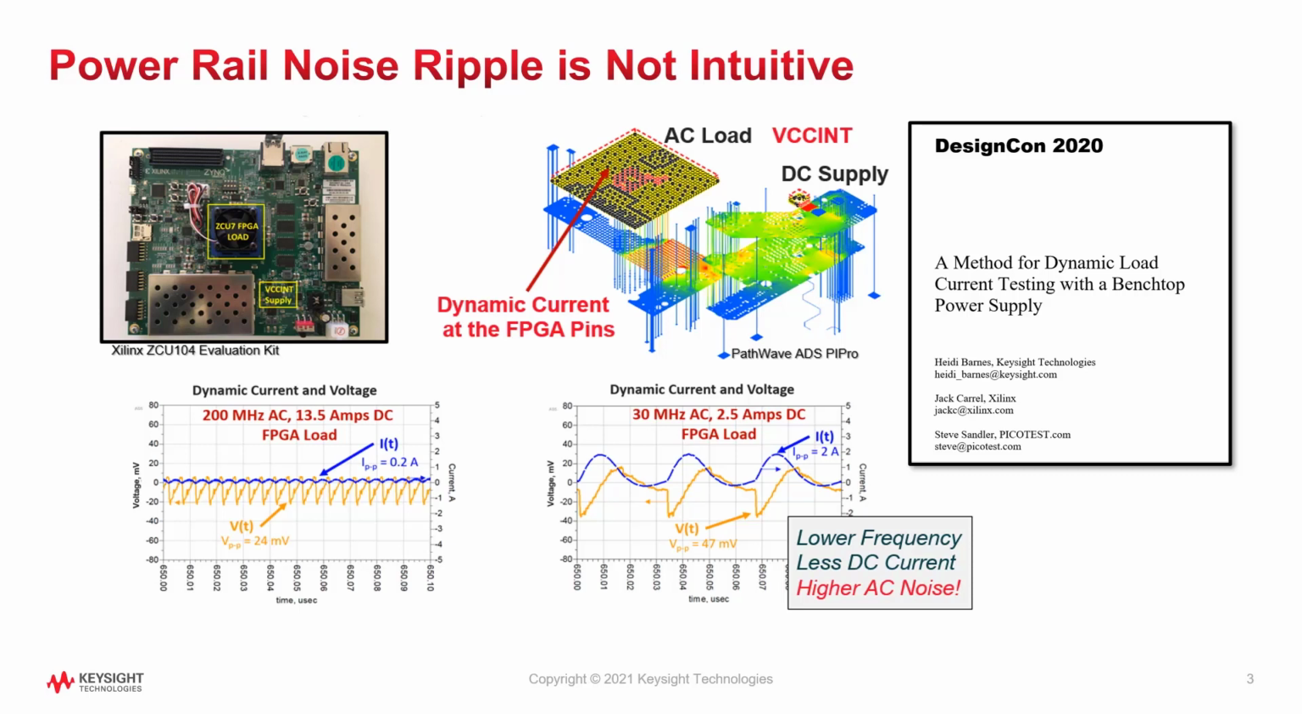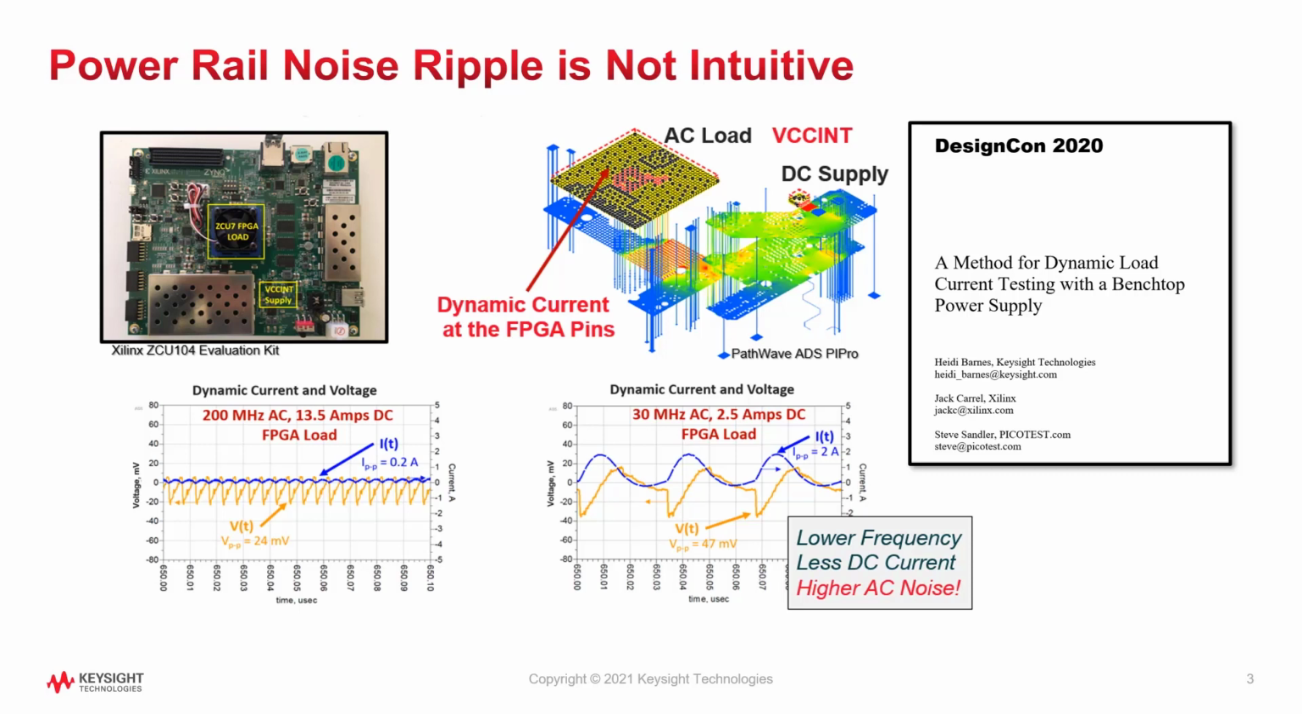In the upper left is a picture of the Xilinx ZCU104 evaluation kit, and next to it is a picture of the VCCINT power rail EM model. Power travels from the voltage regulator module, VRM, on the top side, down through the middle layers and back up to the top side FPGA. I was sure that the worst-case power rail voltage ripple would be in the graph shown on the bottom left. This is the power rail ripple for 400,000 flip-flops switching at 200 megahertz with 13.5 amps. The graph shows 24 millivolts peak-to-peak ripple on the left axis and 200 milliamps of dynamic current ripple on the right axis.